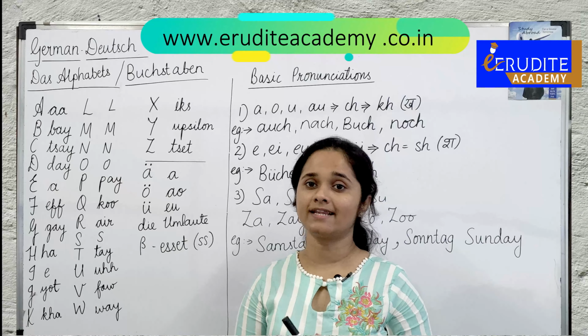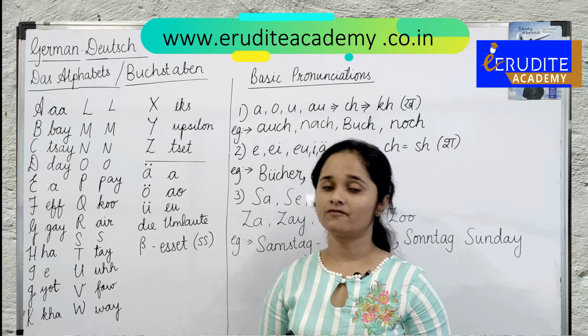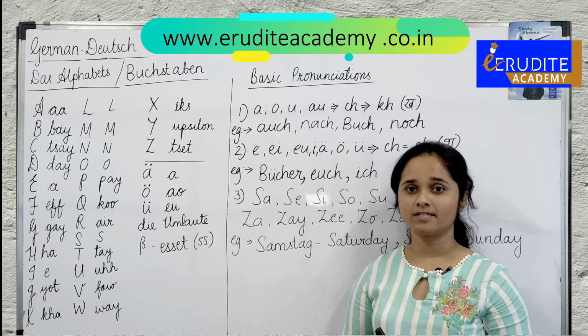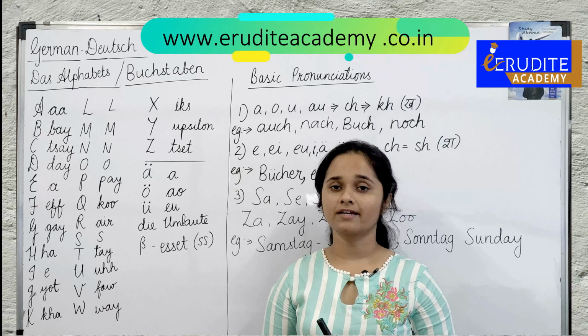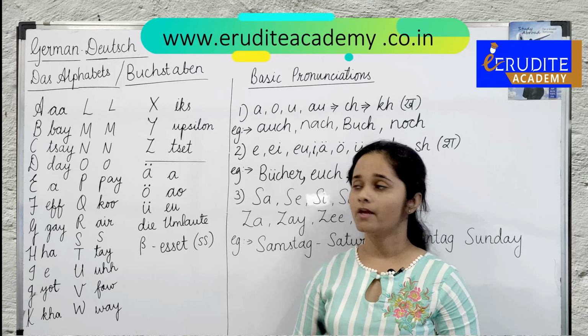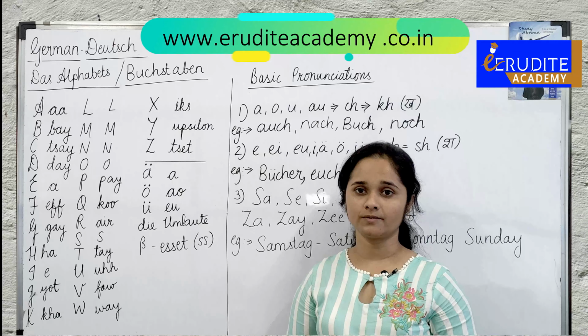These were the 26 Latin alphabets or the Latin characters which we know in English as well, but of course they will have different pronunciation. Then we have 4 extra alphabets or 4 extra characters in German. You will see that A, O and U have 2 dots above them.